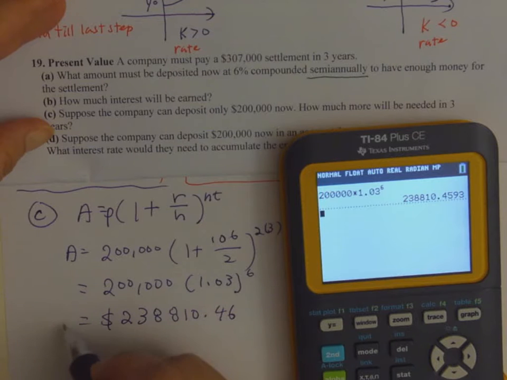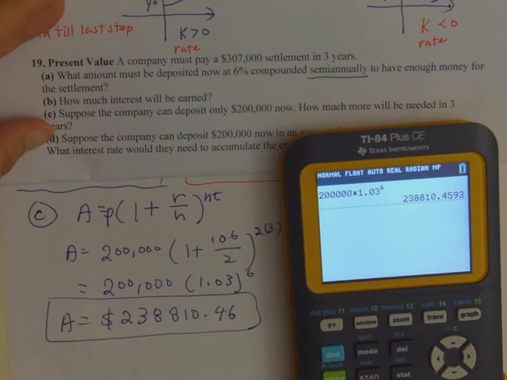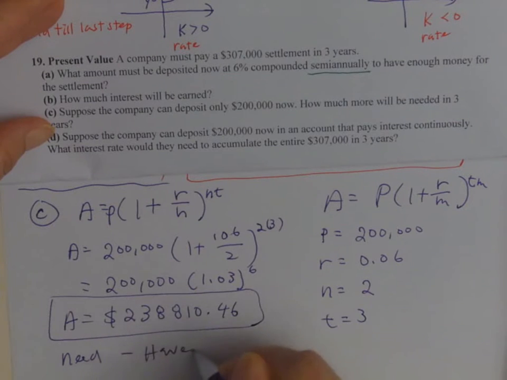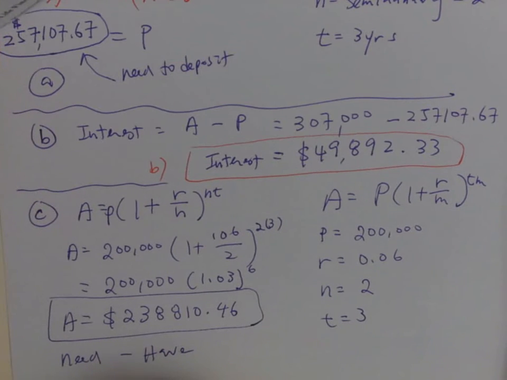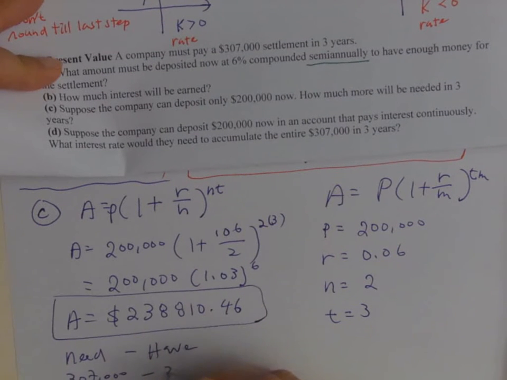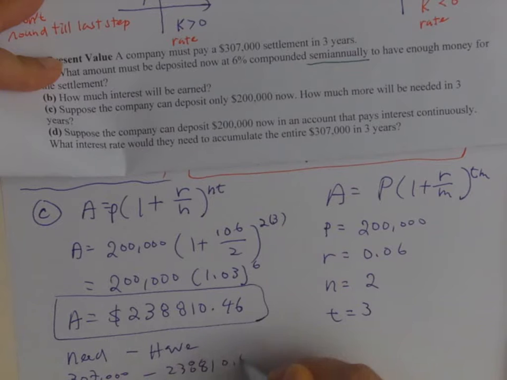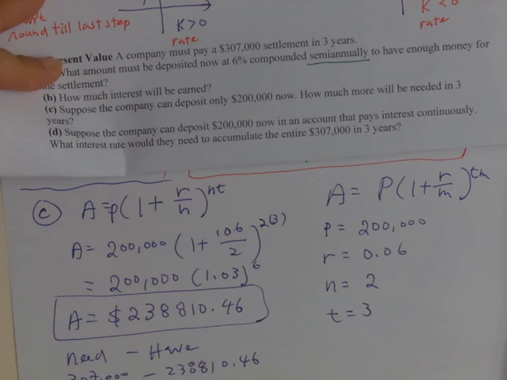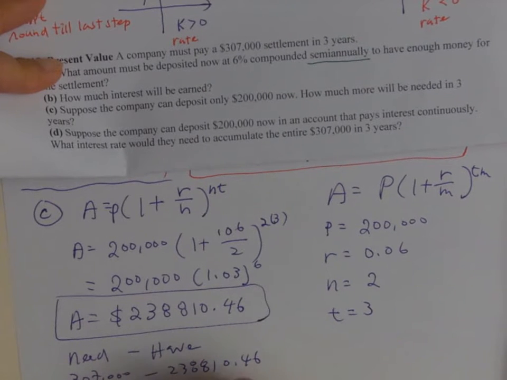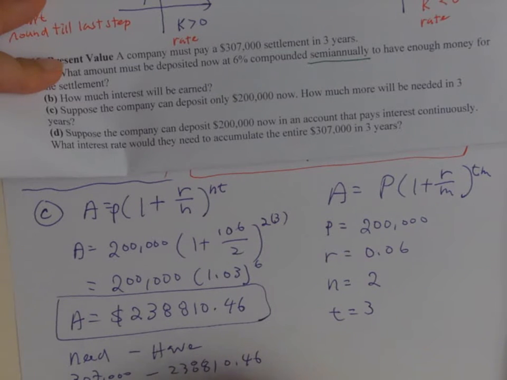Okay, so that's how much I get after 3 years, but remember how much we need. So we use what we need subtracted by what we have, right? So we need 307,000 subtracting what we just found, 238,810.46. So subtract that on your calculator and see what you get. So it looks like we need $68,189.54 more.